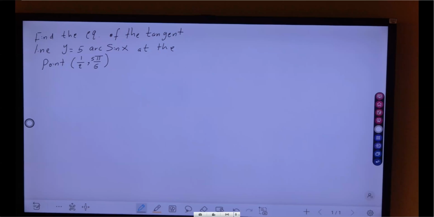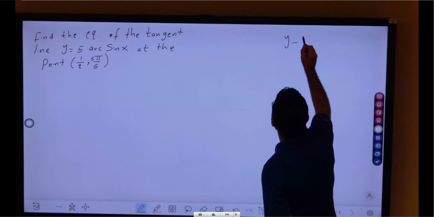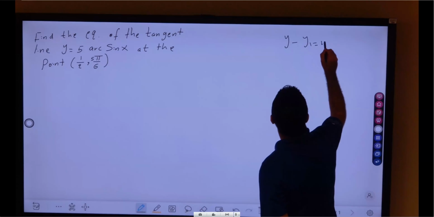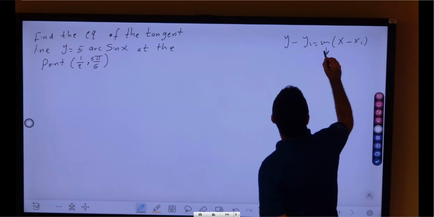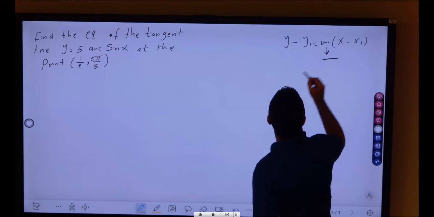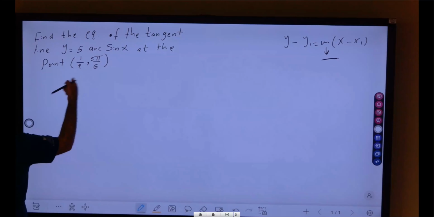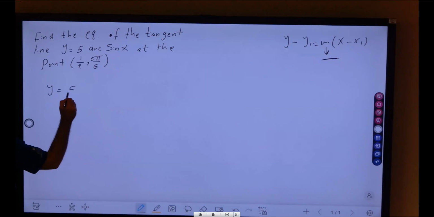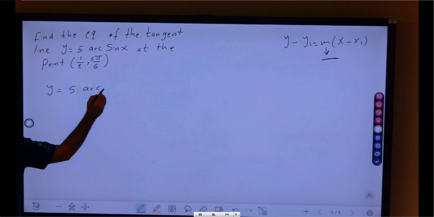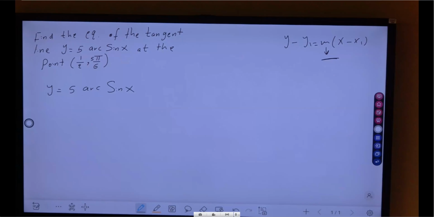The tangent line equation is y minus y1 equals m times x minus x1. So we need to find the slope, which is the same thing as the derivative. So I need to find the derivative here. I'm not going to care about the point now. So y equals 5 arcsine x. That's what I'm telling you, it's an easy one.